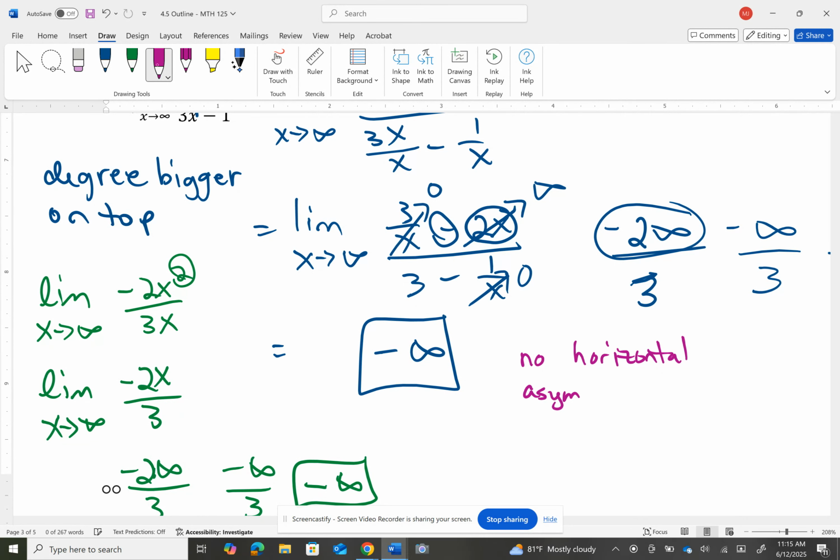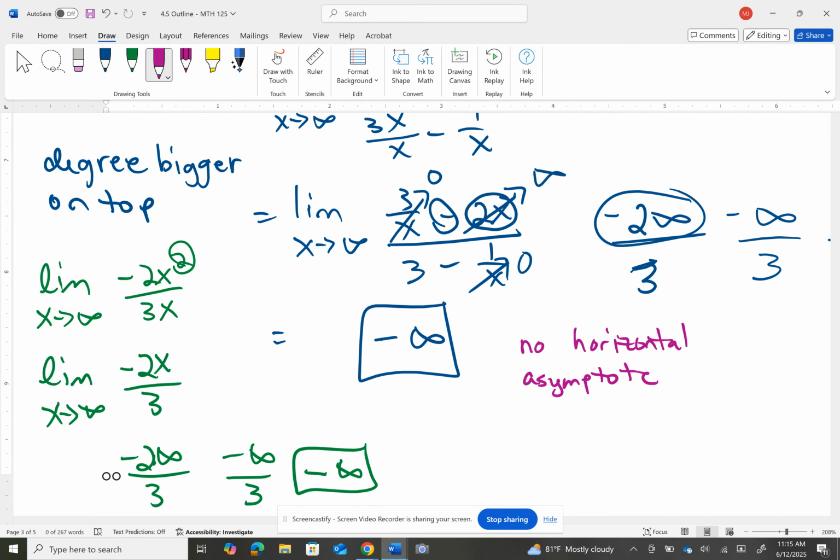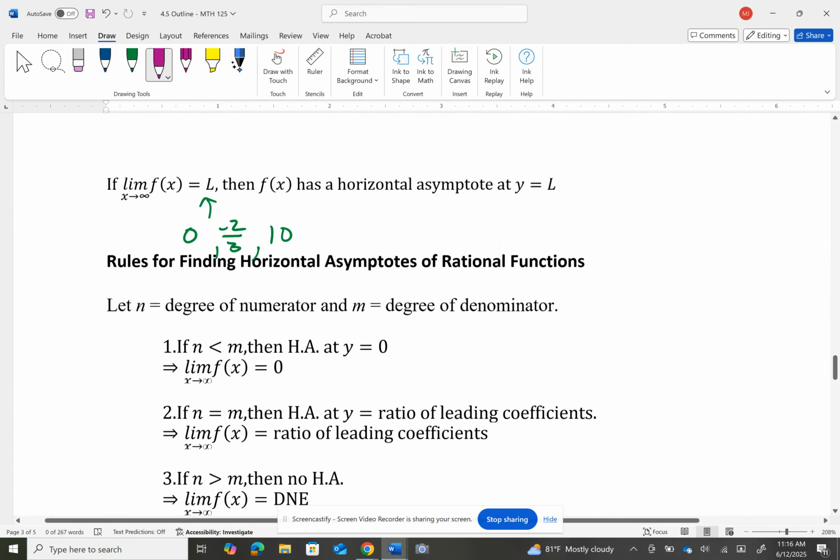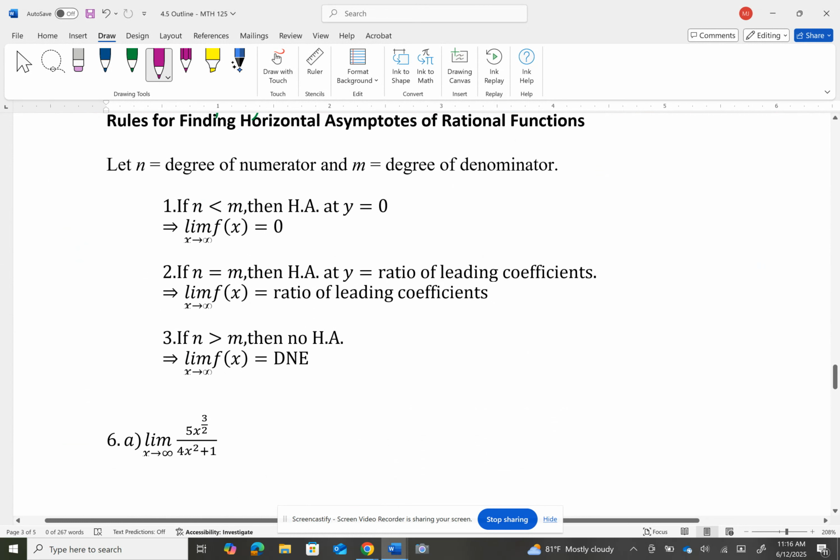Remember back in Math 112, part of your job was to find horizontal asymptotes if they existed. And here's the rule that you used back in Math 112.